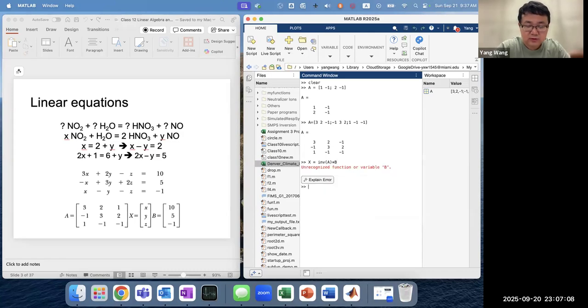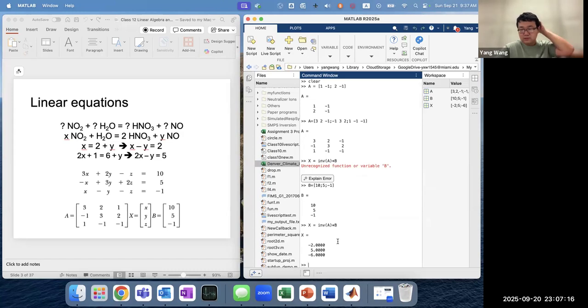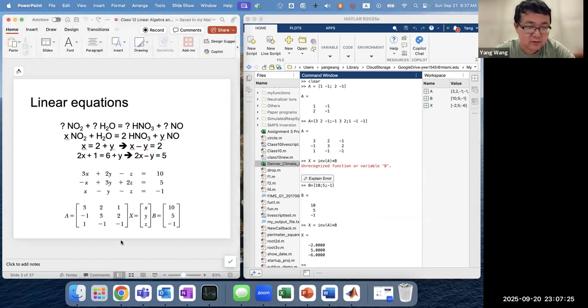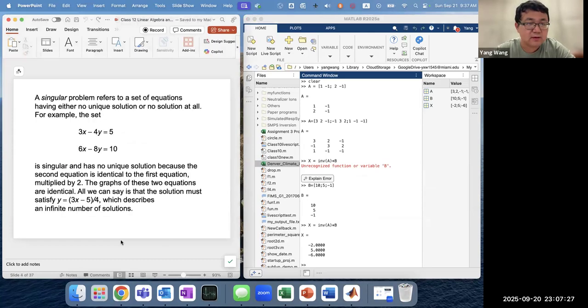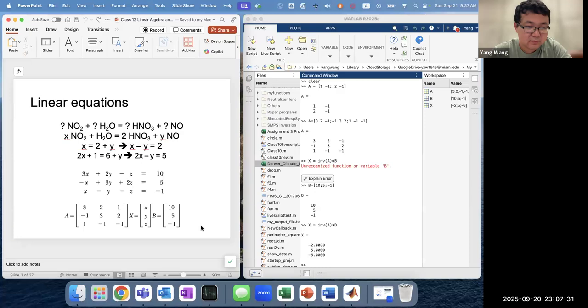So we also have to define B. B is 10, 5, minus 1. Okay, so if we do the calculation, this is our answer: X, Y, and Z equals minus 1, 5, and minus 6 respectively, right? So this problem is basically giving you a finite, correct answer.